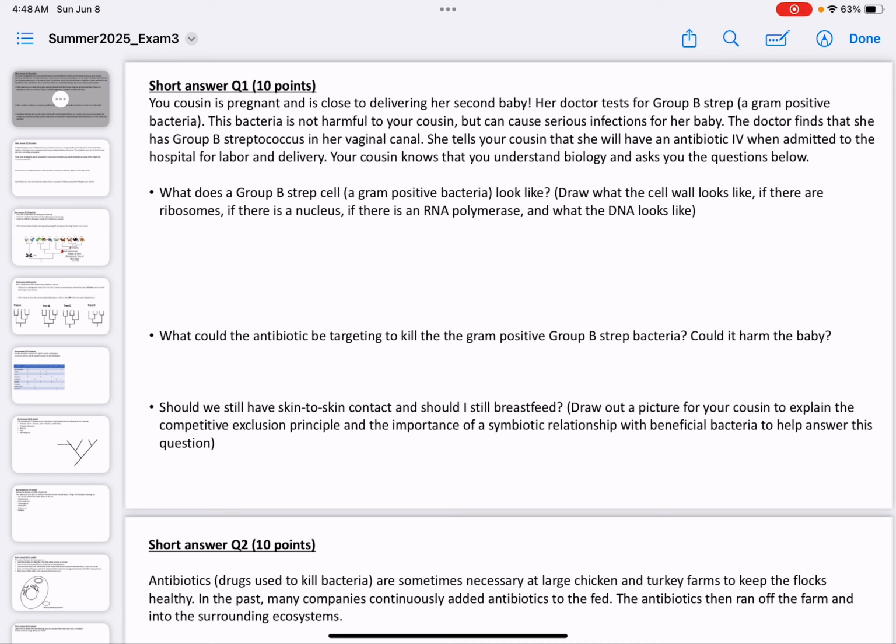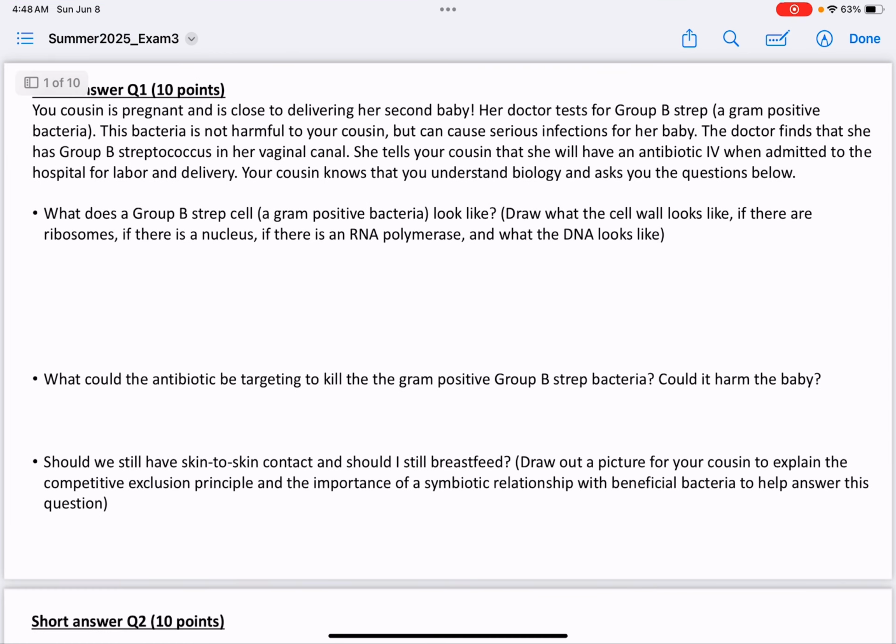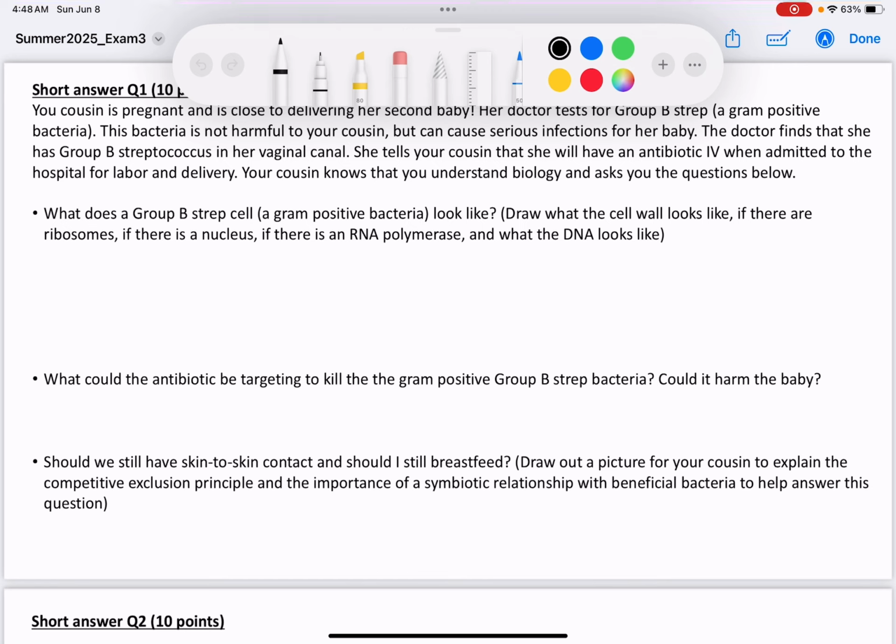So she wants to know what a group B strep cell looks like. Okay, so this is a gram-positive bacteria. First we're going to start by drawing out a bacterial cell. We've got our cell membrane, our circular DNA, and I need to add in a label. We've got some ribosomes. There's not a nucleus. There is an RNA polymerase here too. And then there's going to be some peptidoglycan, a lot of peptidoglycan since it's gram-positive bacteria. There's a lot of peptidoglycan on the outside.